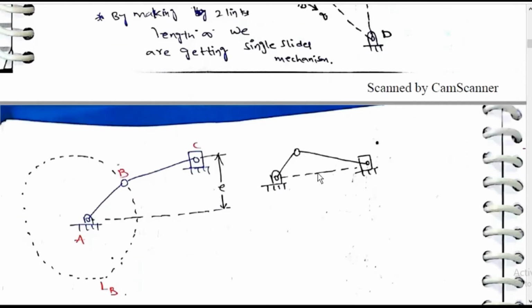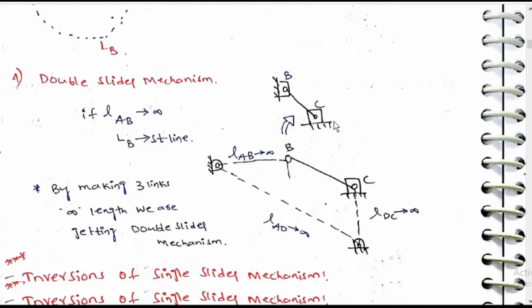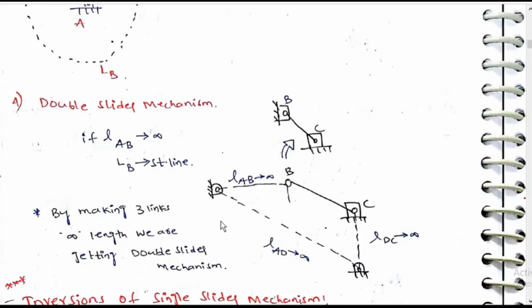A, B, C. There are two types: eccentric, and on the line, only single slider mechanism. Double slider mechanism: if LAB tends to infinity, LB tends to infinity. By making three links infinite length, we get the double slider mechanism. LAB tends to infinity, LDC tends to infinity, LAD tends to infinity.